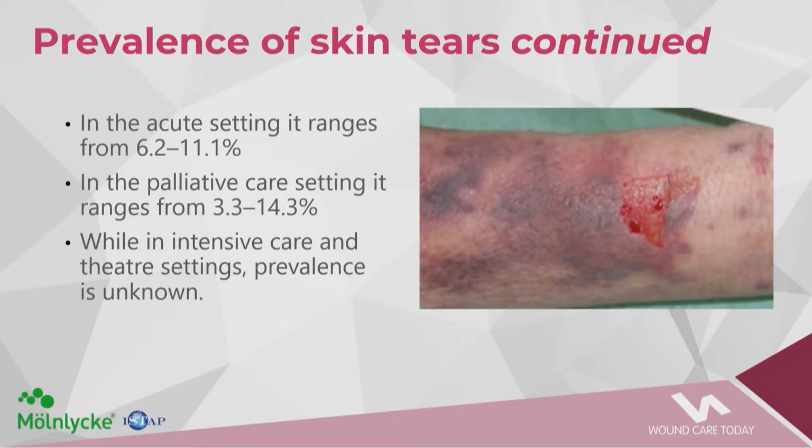The different care settings, again, we have some data. So we've got data for the acute setting, and here skin tears range from 6.2 to 11.1%. In the palliative care setting, which is where I work, it's a higher percentage, and it's up there to around 14%. Unfortunately, for certain care settings, we have no data. So within intensive care or theatres, we have no record of the amount of skin tears. We do not know the prevalence there. And again, I reiterate, I find these figures worryingly high for this wound type. It really concerns me.